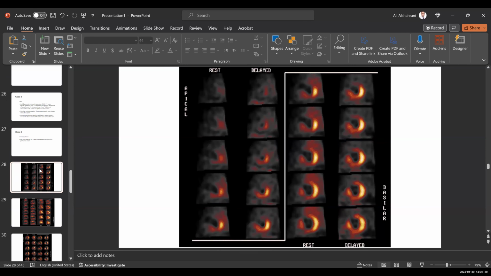So what do you see on this? If you can comment and tell me, this is the thallium rest and delayed imaging. So thallium can be used for both perfusion and viability.